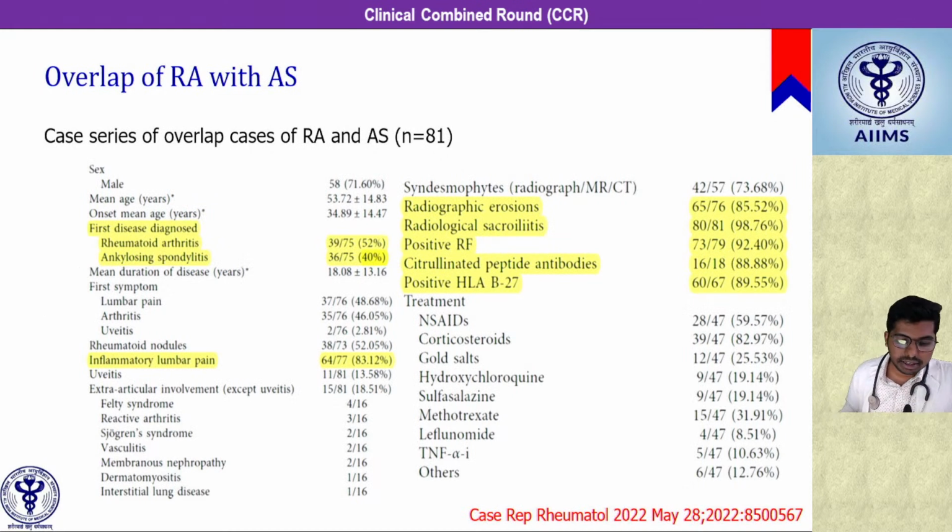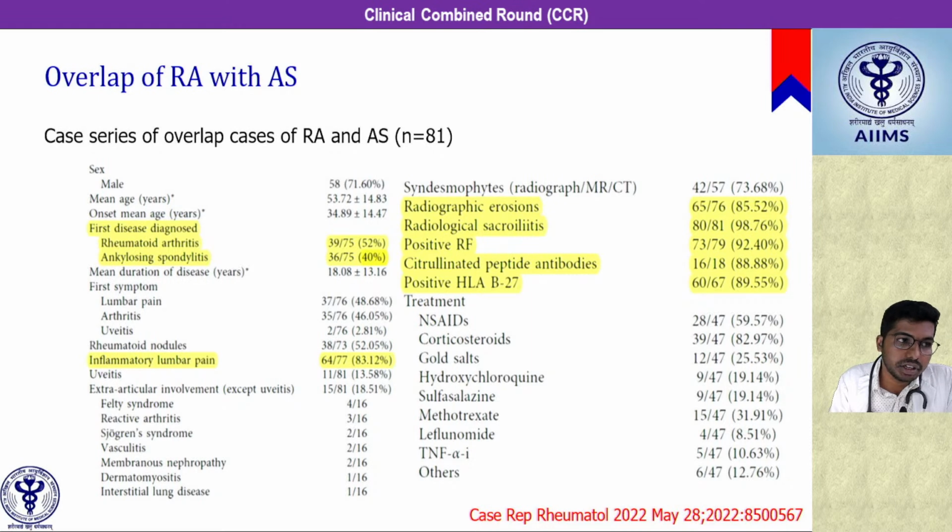So this is one of the summaries. There is a case series of overlap cases of RA with AS, 81 patients from 1950 to 2022. The first disease diagnosed in the cohort was rheumatoid arthritis in 52% of patients, and 14% had ankylosing spondylitis as the initial presentation. And here the male ratio was a bit higher, contrasting with the previous two studies. Males represented 71%, and the HLA-B27 was even higher.